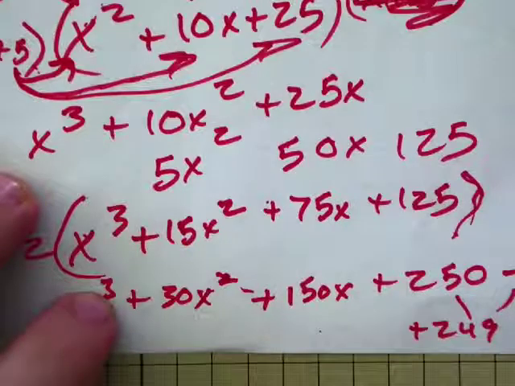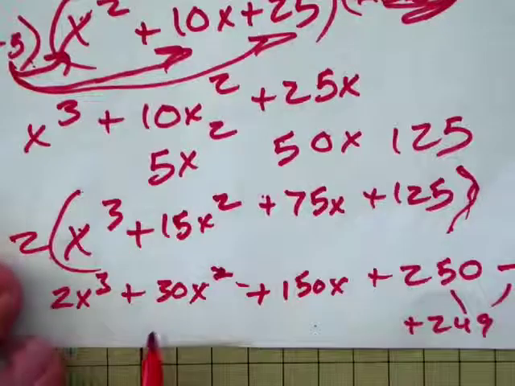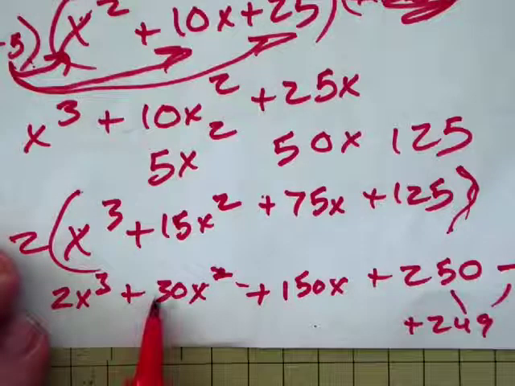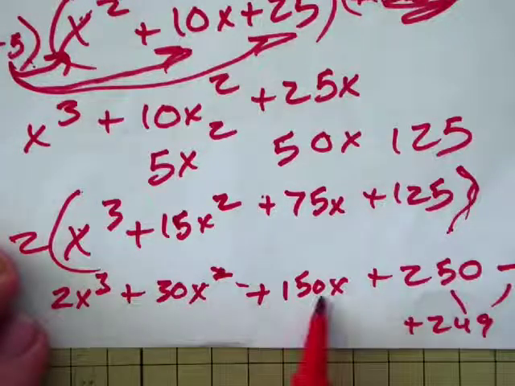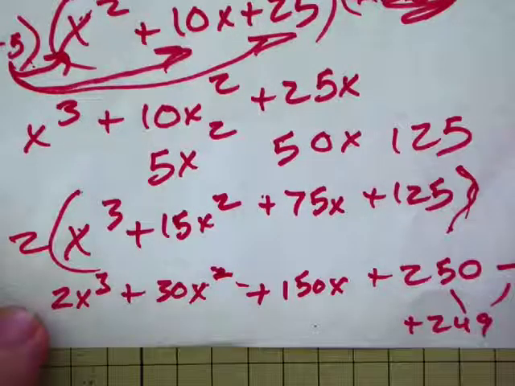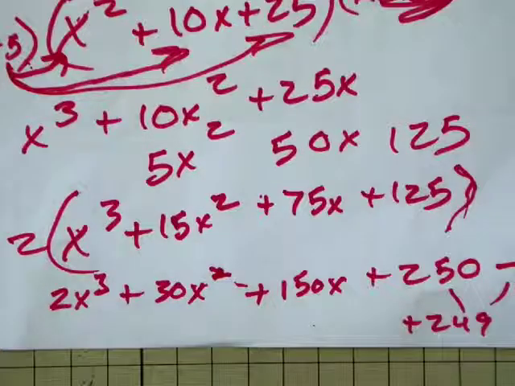Okay, which way does it need to go? Well, let's change it to 1. If we change that to 1, that's 2 plus 30 plus 150 plus 249. That's going even further away. Let's change it to a negative.